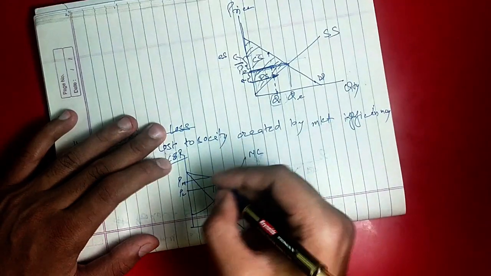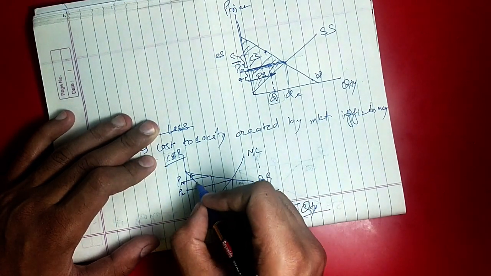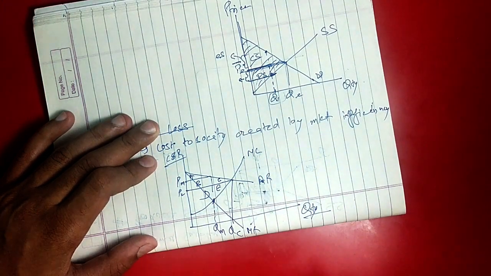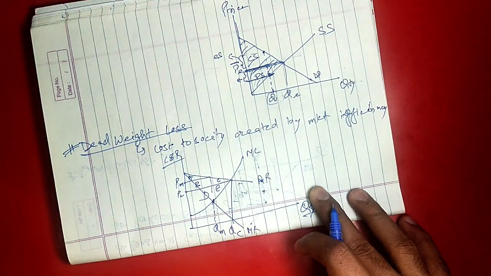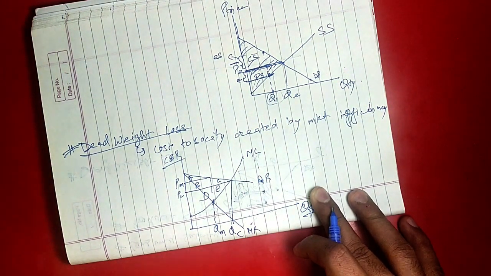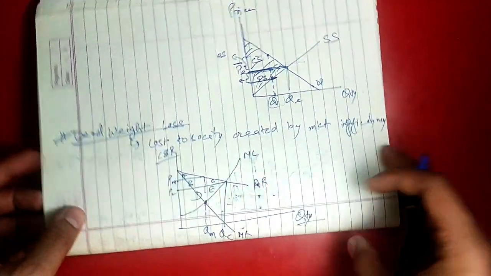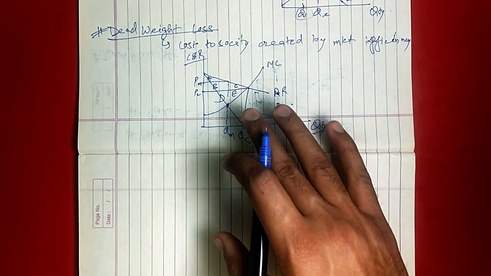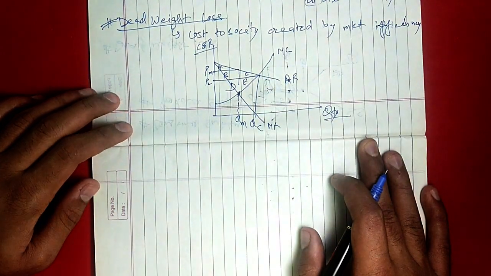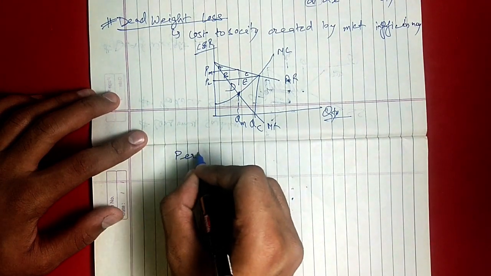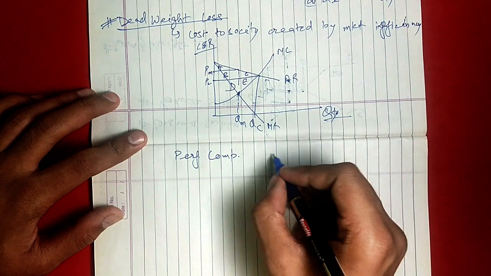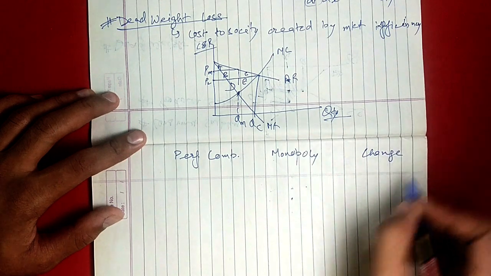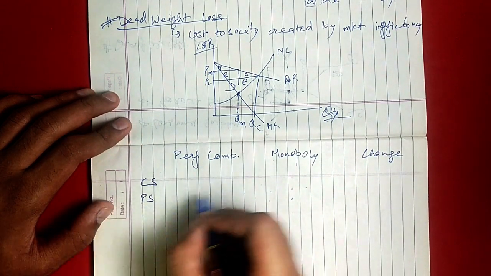First of all, we just mark down the areas. This is A, this whole area is B, C, and this is D, and this is E. Now I want to make a tabular form here and show you what the areas were before and after the monopoly. We'll make a rough table over here: perfect competition, monopoly, and change. Here we will write CS, consumer surplus, and producer surplus.